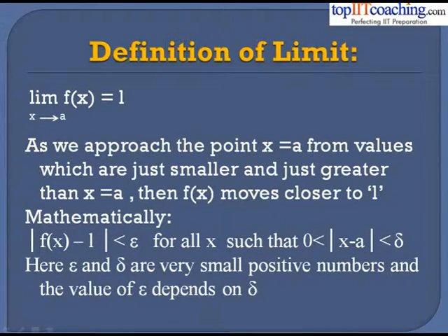So we have seen that f(x) is not exactly equal to L, but it tends to L, so that f(x) and L are very close to each other, or the modulus of f(x) minus L is less than epsilon. We have taken epsilon as a very small positive quantity, and similarly as x tends to a, the magnitude of x minus a is greater than 0 and less than delta. Delta is also a very small positive number.